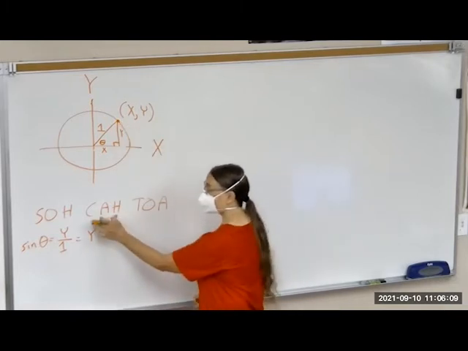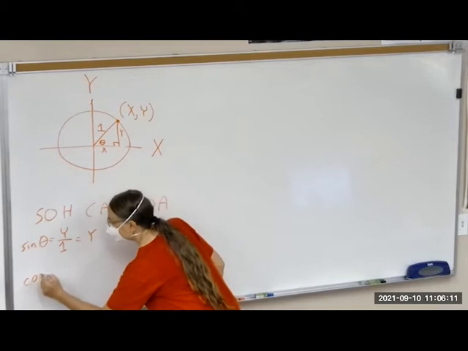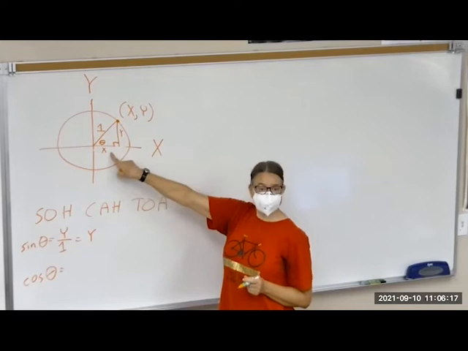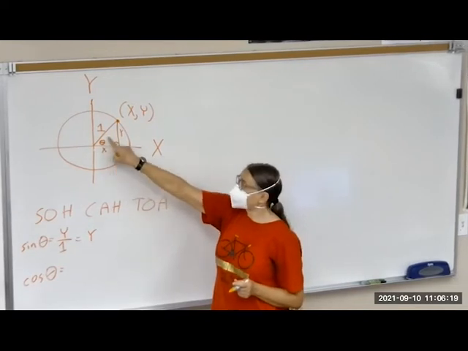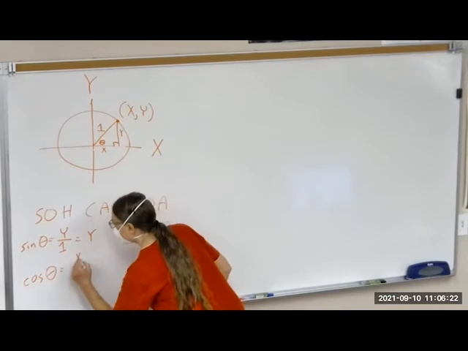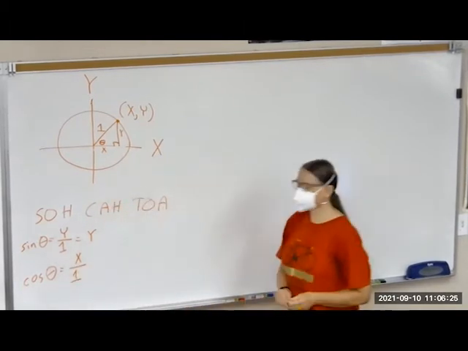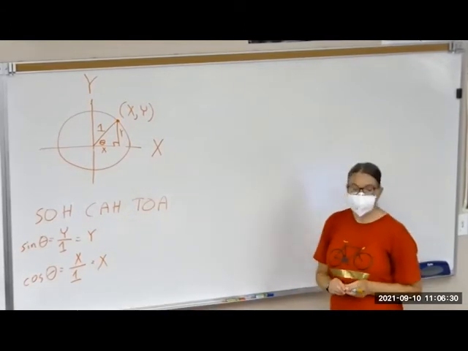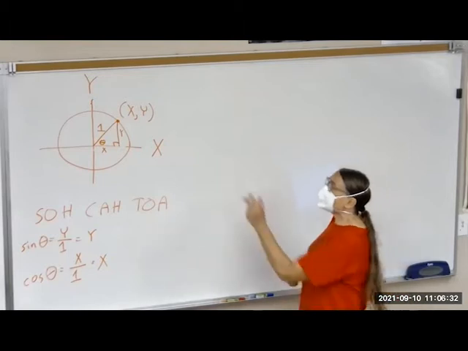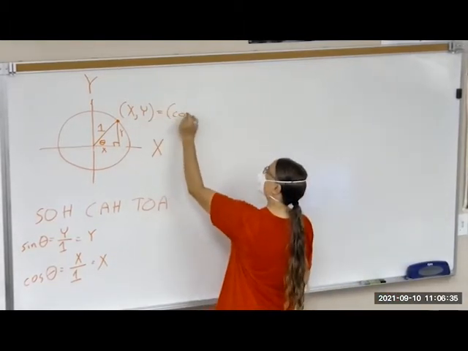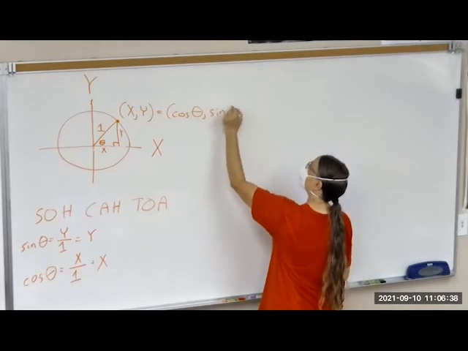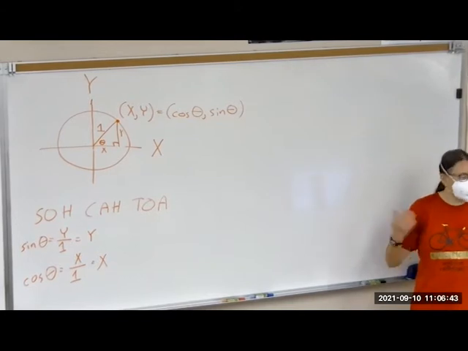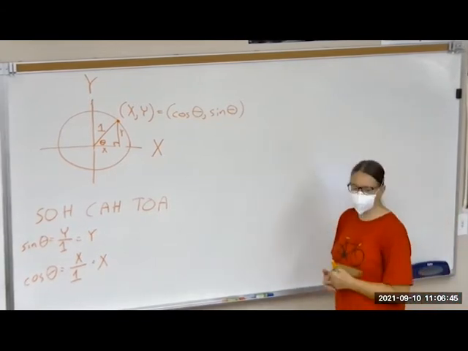Okay. The CAH stands for cosine. So cosine is adjacent over hypotenuse. And I can see that the adjacent side is x, and the hypotenuse, of course, is 1. So I would have capital X over 1, and that simplifies to just x. So the coordinates of that point are actually cosine theta, sine theta. And if I work with that enough, I just remember that because I've worked with it so often.